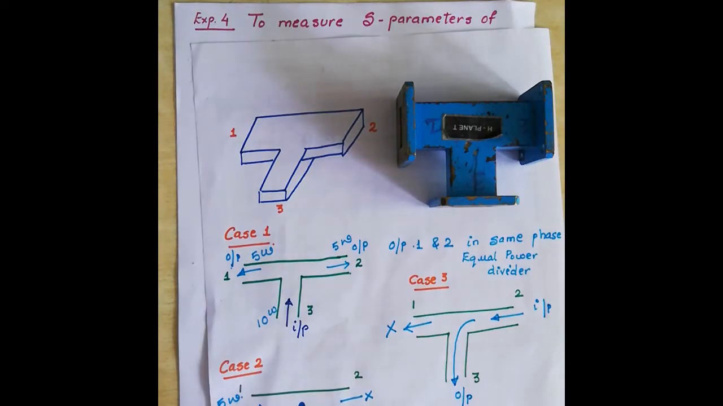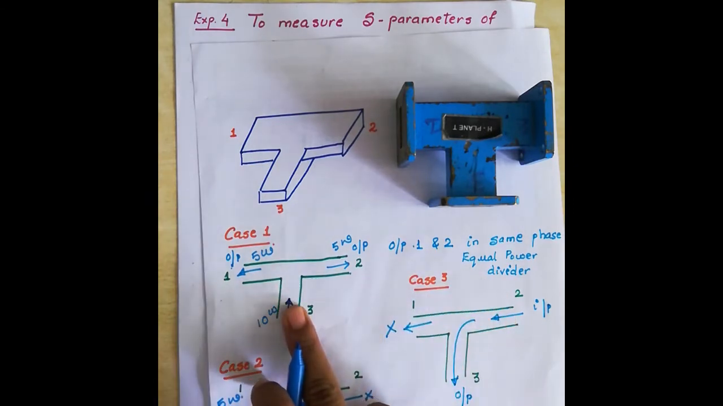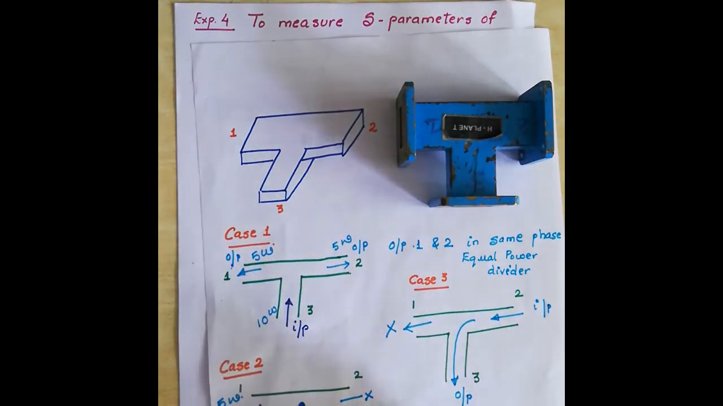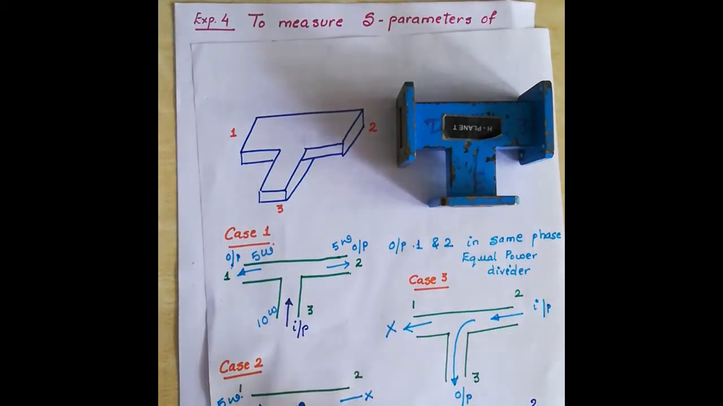So this is the function of the H-plane T. Because of case number 1, if I give input from port number 3, I get 5 watt output from port number 1 and 5 watt output from port number 2. If I add the port 1 and port 2 outputs, I get the answer at port number 3. And because of this, I call the H-plane T an adder.